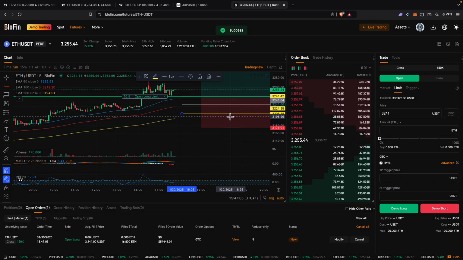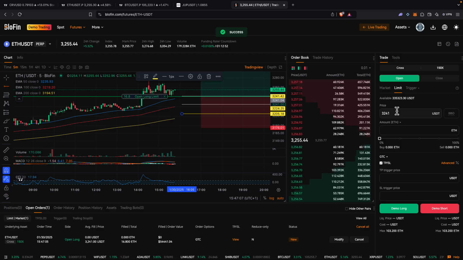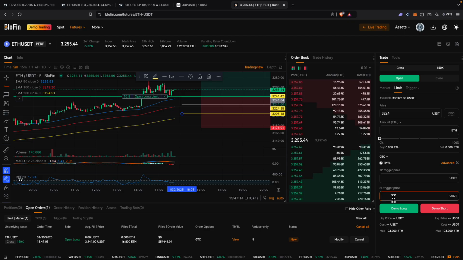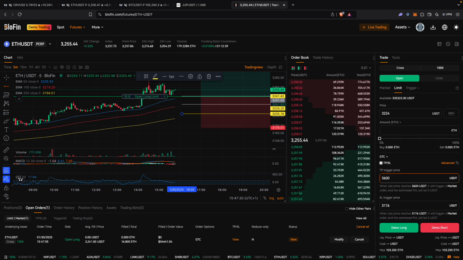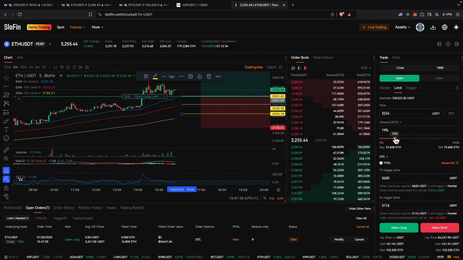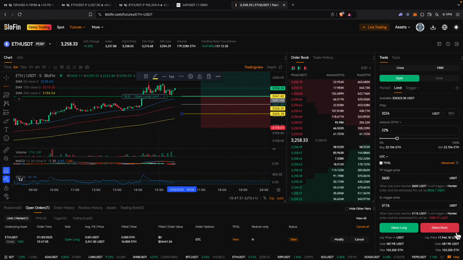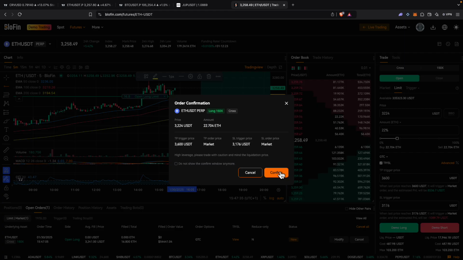Then the second entry we said is 3,224, second limit, always with the same stop loss, 3176, 3.6 here, but this is not important. And I'll see 1,089, more or less. It's $40. It's not that important. Demo long, confirm.